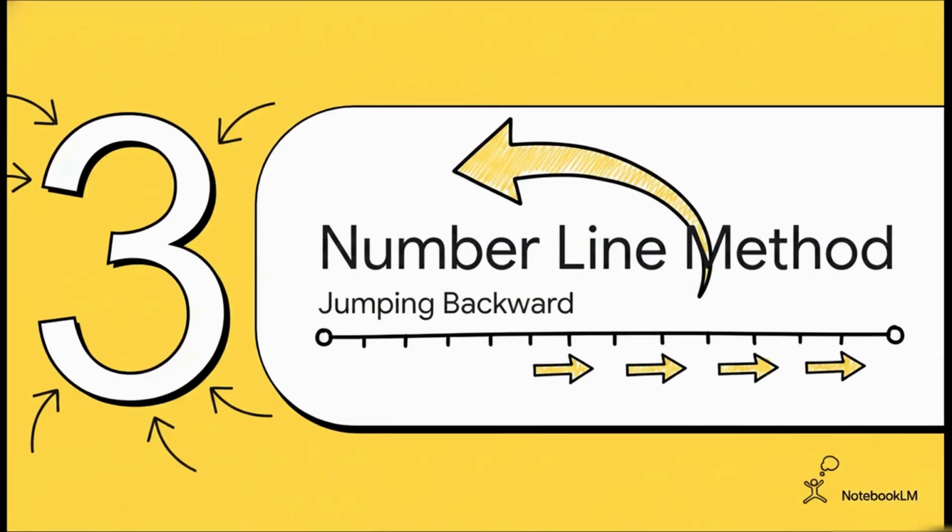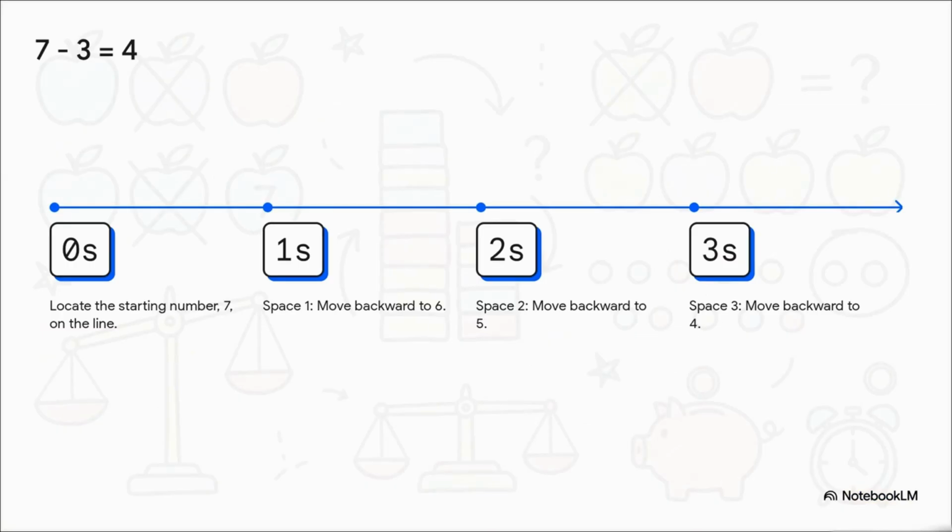Next up, Section 3, the number line method. Jumping backward, because if you don't have physical objects lying around, you can always map things out visually. This brilliantly illustrates subtraction sequentially. Step 1, we locate our minuend, 7, over on the right. And because our subtrahend is 3, we're going to jump backward to the left exactly 3 spaces. Let's do it. 1 jump to 6, 2 jumps to 5, 3 jumps to 4. We land right on 4. It's just incredibly satisfying to literally trace the math like that.